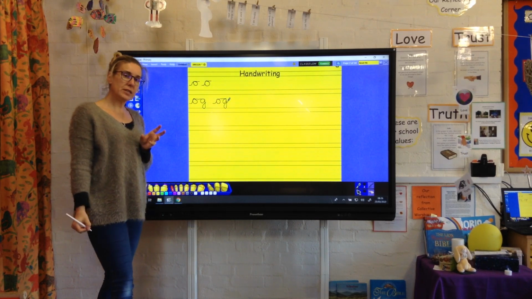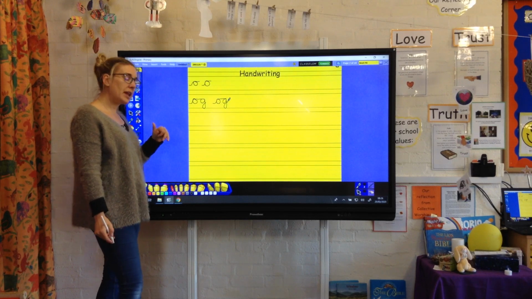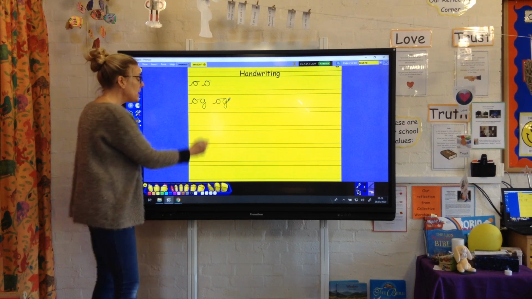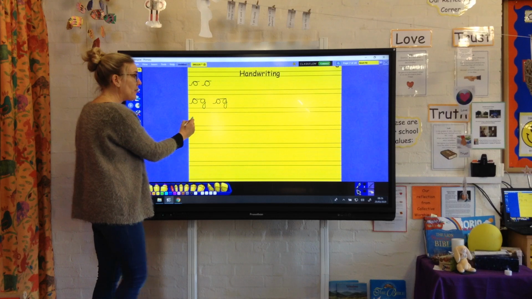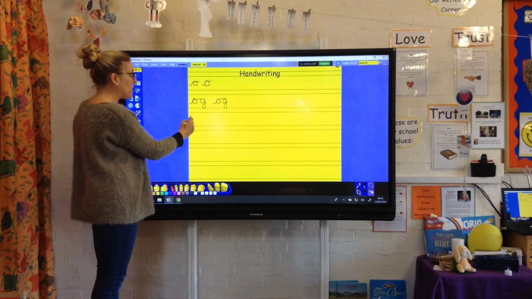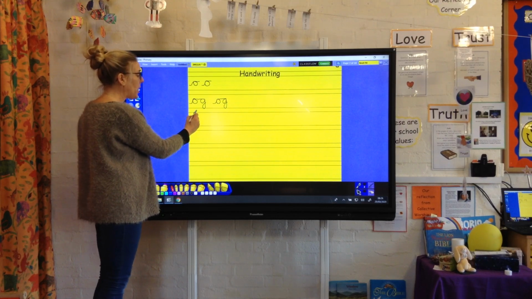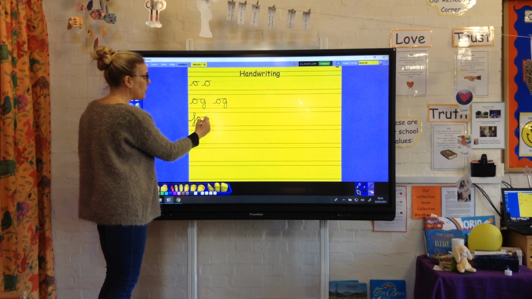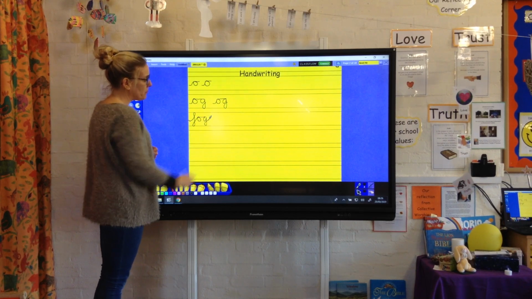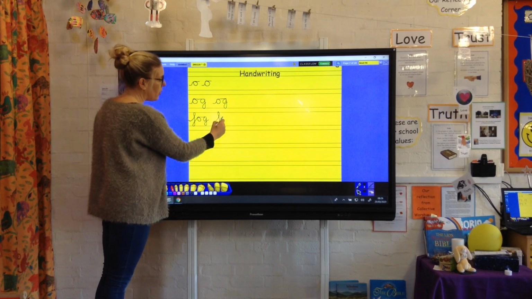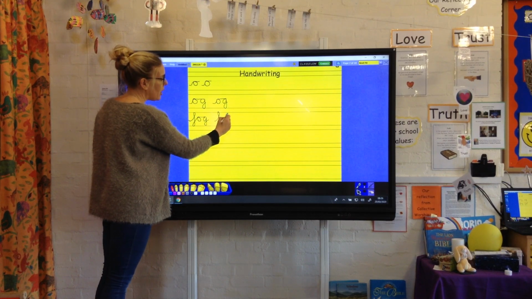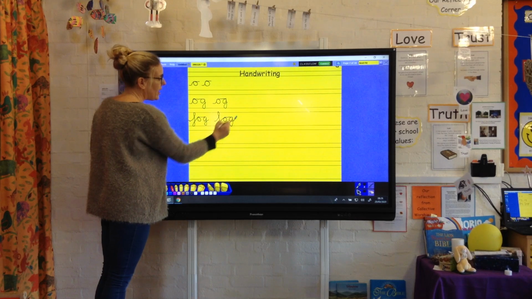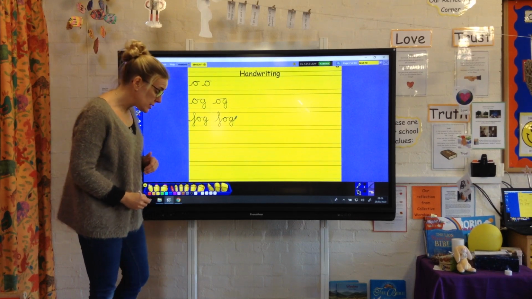And because F is a little bit of a tricky letter, we've then added it and we've got the word fog. So we're going to start, and remember that F is the only letter that goes all the way up and all the way down. So we go all the way up, all the way down, up, round into that O, round into that G. So all the way up, all the way down, round into the O, and then straight off into the G. There are only a few letters where we do that.